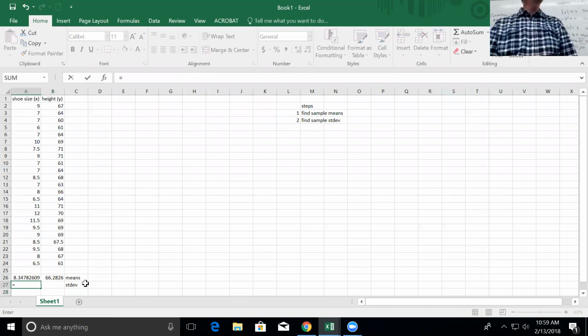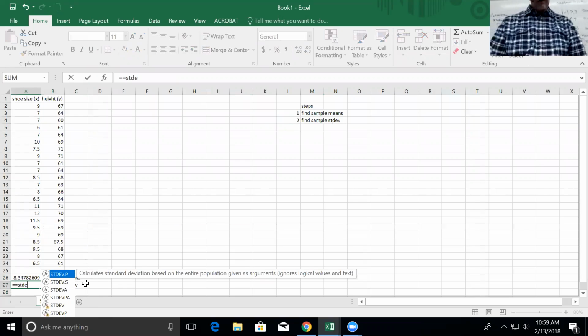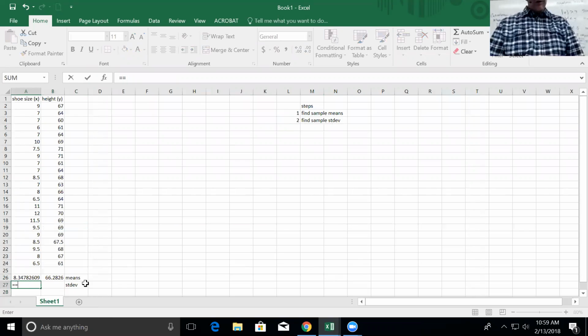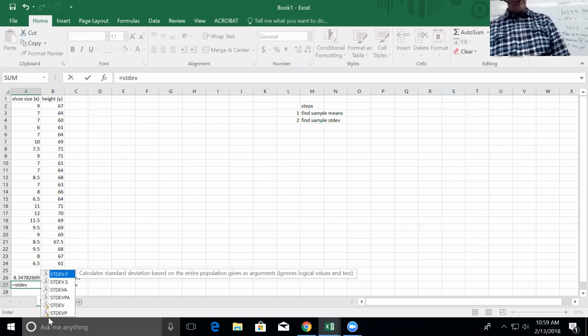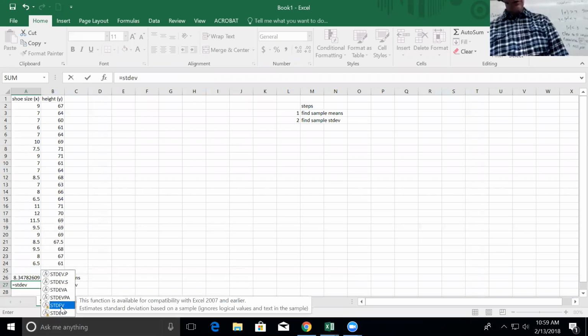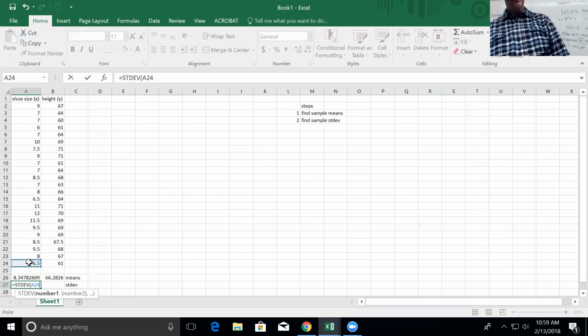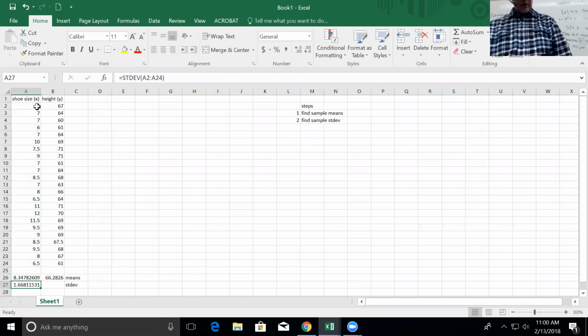Did I show you the cheater method for standard deviation last time? Equals STDEV, right? I've got two equals there. Now, you can use the .S or you can use this one with nothing on it. Standard deviation, that's also a sample, okay? So the sample standard deviation is 1.66 and 3.52, okay?